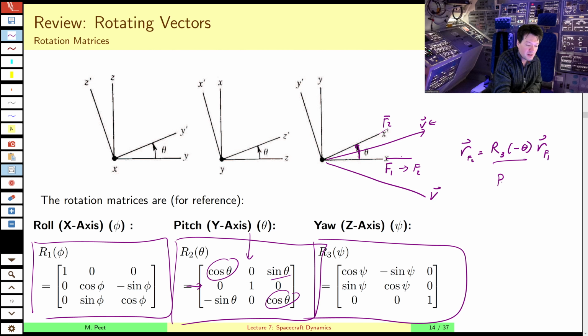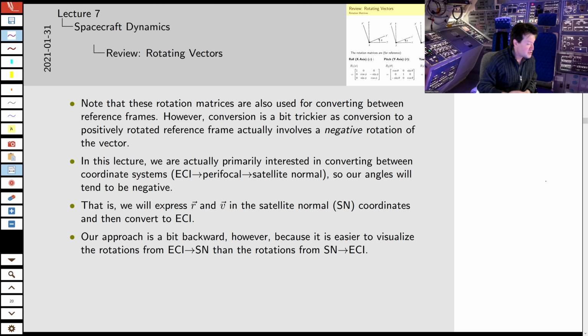Incidentally, rotation matrices have this very convenient quality that R of negative theta equals R transpose of theta. So this calculation doesn't change much with the positive or negative angle, but you have to keep that in mind. It's R or R transpose. Yeah.